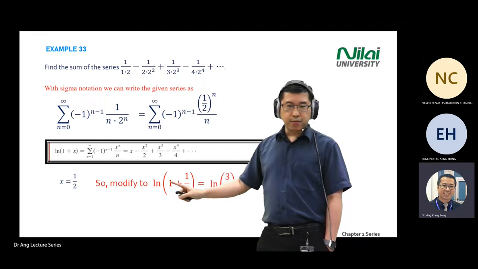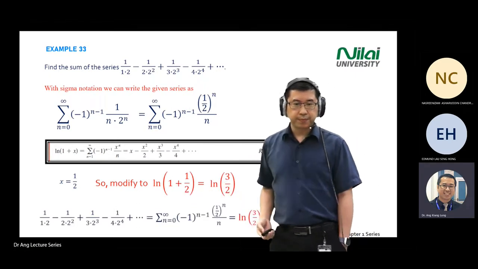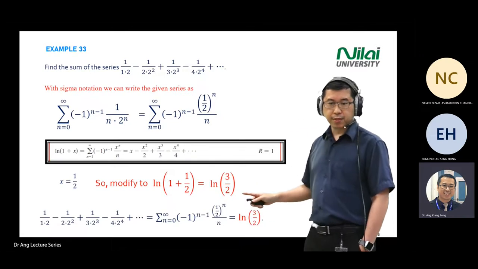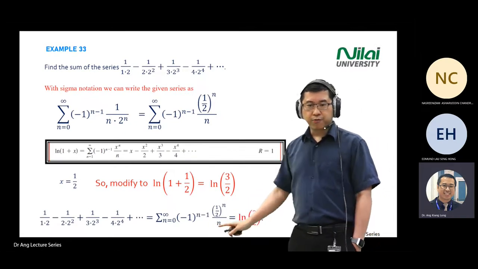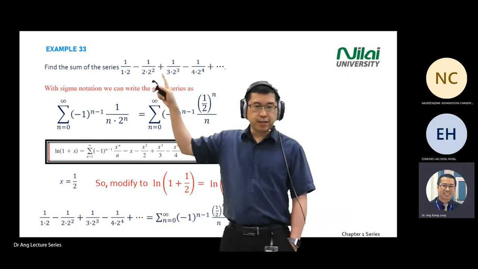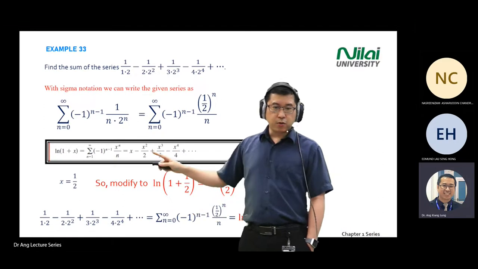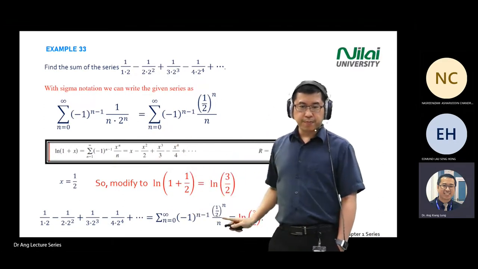You calculate: 1 plus 1/2 is 3/2. The answer is this one. You can write in three forms again. Far left, you can write in this form. This is the question. After you look at the table and modify, you get this form.